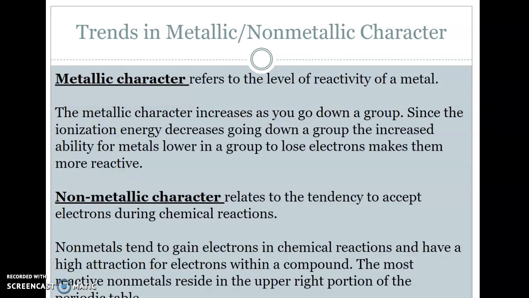Some other things that we can tell from where elements sit on the periodic table is how metallic or non-metallic their character is. We define metallic character essentially as the level of reactivity of a metal. The metallic character increases as you go down a group. So that means that as we go down a group, they become more and more reactive. And that hopefully begins to make sense since ionization energies are decreasing as you go down a group. That means there's an increased ability for metals lower in the group to lose their electrons. That essentially makes them much more reactive.